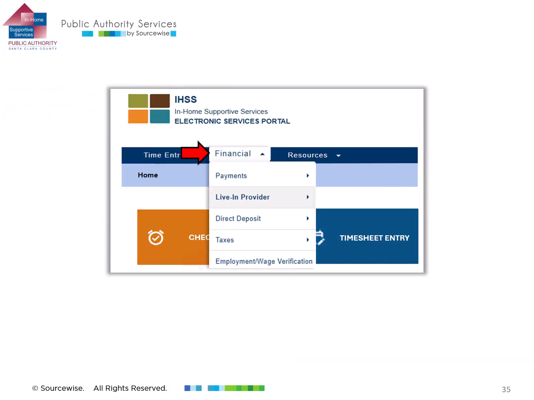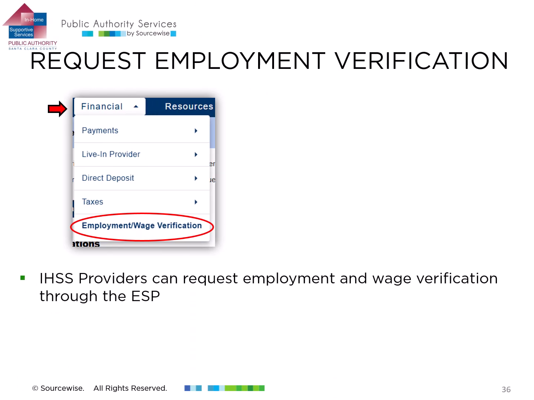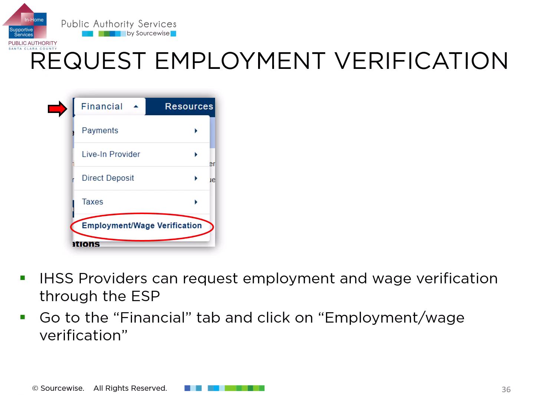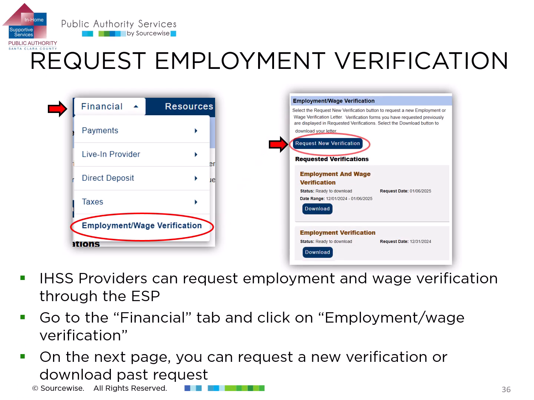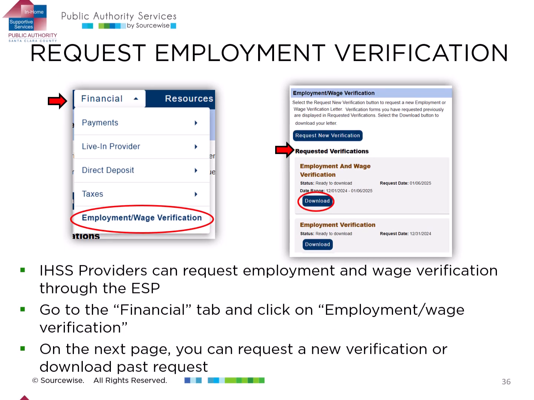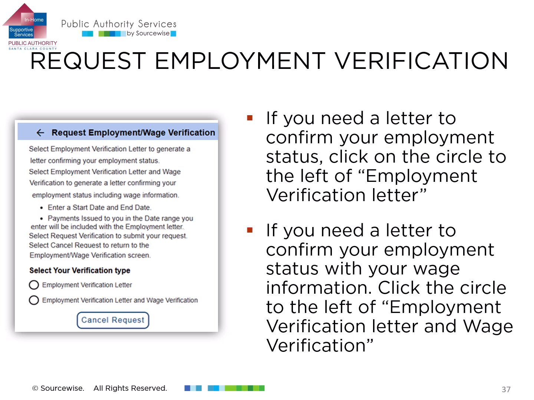Last in this module, we will learn about employment and wage verifications. IHSS providers can request verification of their employment and wages from the option in the Financial tab. On the next page, you will be able to request a new verification or download a request from the past. If you need a letter to confirm your employment, click the circle next to Employment Verification Letter. If you need a letter that states both your employment status and your wage information, click the circle next to Employment Verification Letter and Wage Verification.